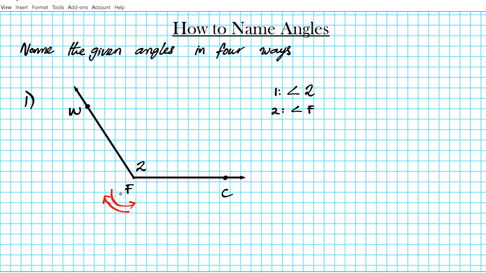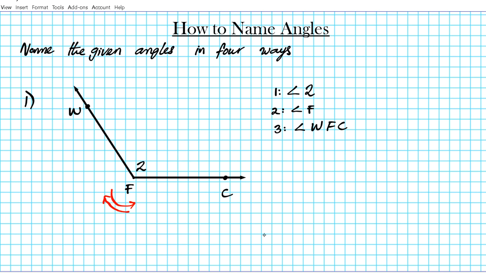Okay, so let's do the counterclockwise direction. So for the counterclockwise, we're going to use this point, and this point. So we're going counterclockwise relative to this vertex right here. Okay, so if we want to follow that pattern to name the angle, we can also name this angle W, the point on one side, F, the point on the vertex, C, the point on the other side. So you can name this angle right here, angle WFC, going in the counterclockwise direction.